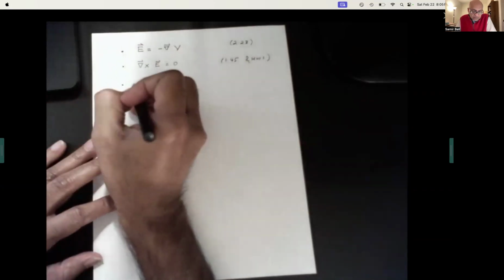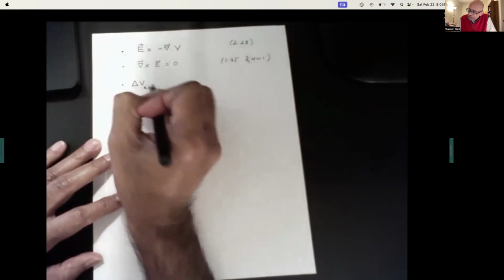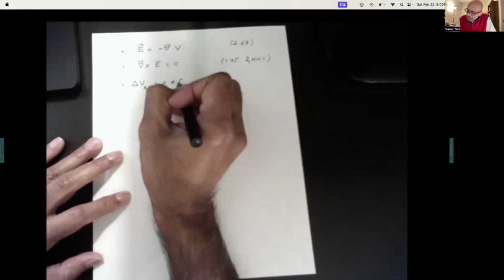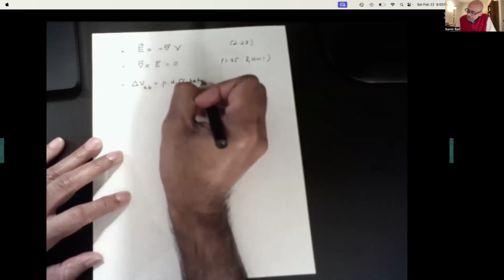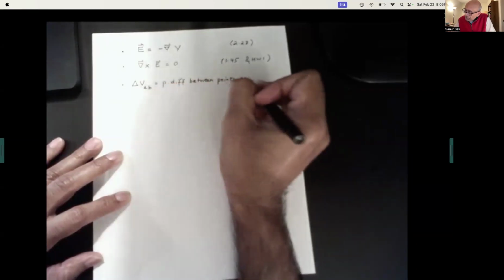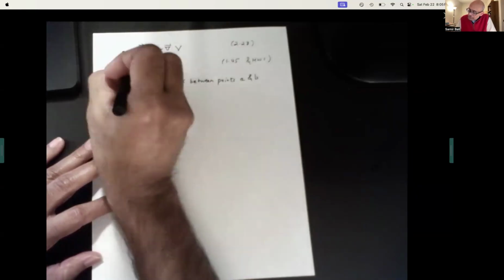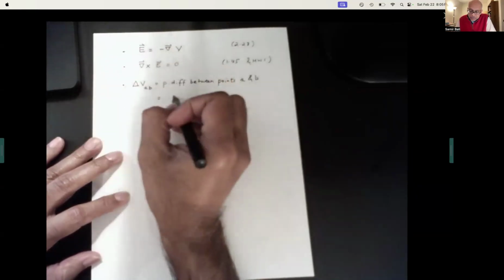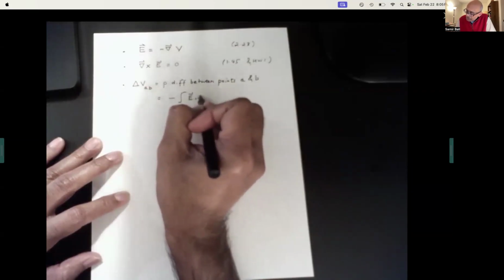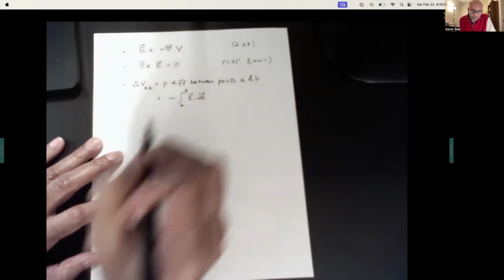Then the next thing that we have talked about is the potential difference between any points A and B, right? It's just the reverse of this relation, and so it's the negative of E dot dl from points A to B.